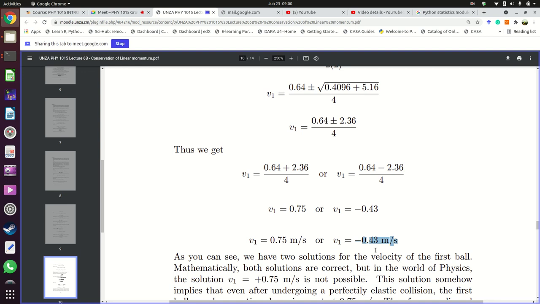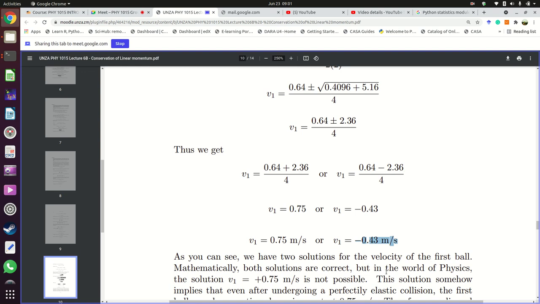If the masses are not identical, then yes, the first ball is going to move west, but it will not move west with the same velocity. It's possible that it will move west with some other velocity, but this exchange of velocities only happens when the balls have identical masses. Are we clear? Yes, sir.